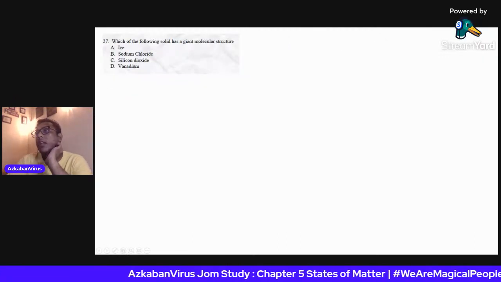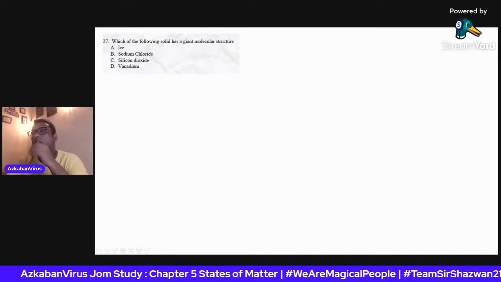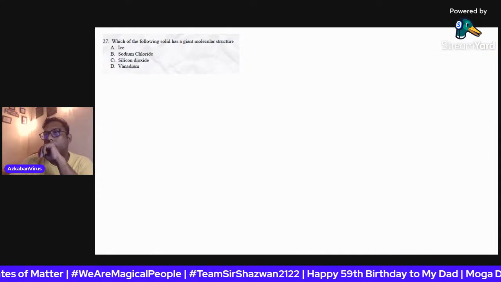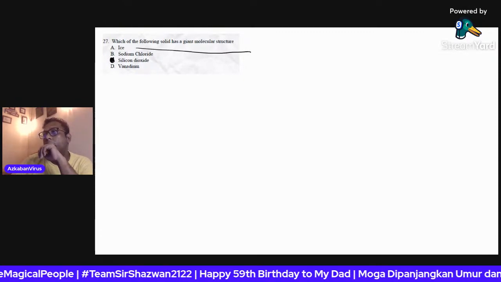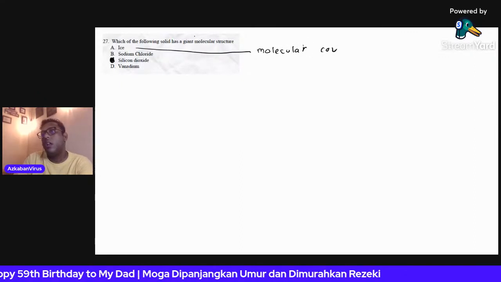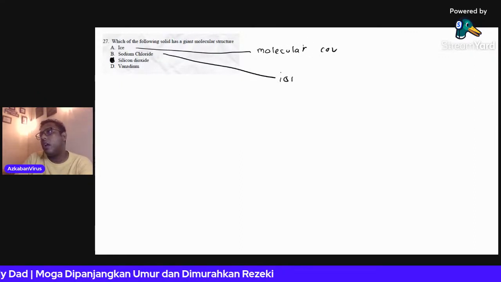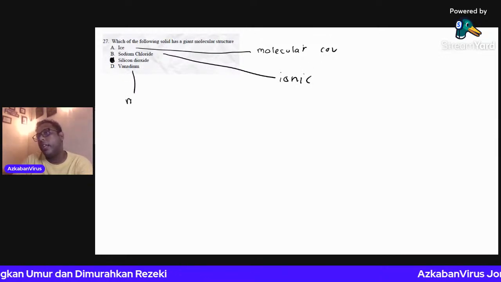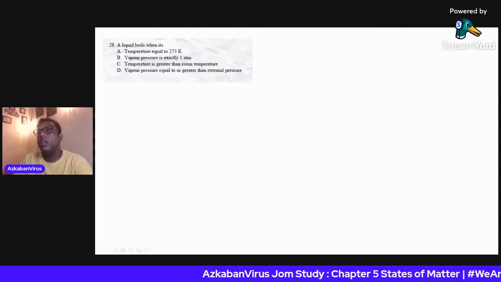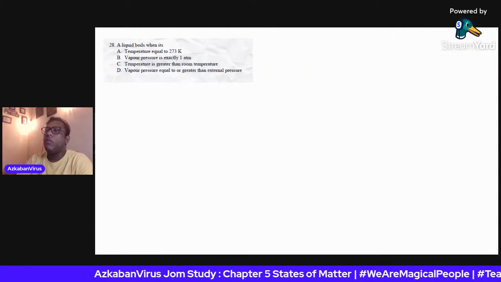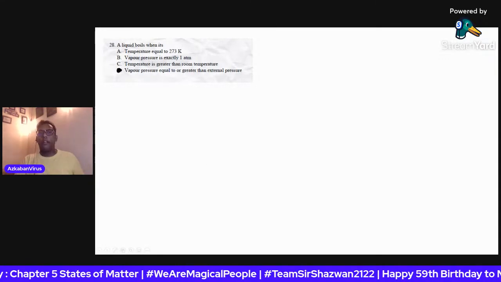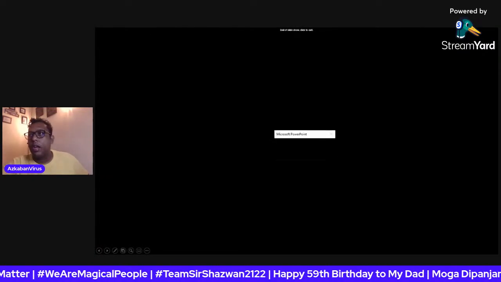7. Giant molecular structure, silicon dioxide. Okay, ice adalah molecular covalent. Sodium chloride adalah ionic. Vanadium adalah metallic. Untuk solid, a liquid boils when its vapor pressure is equal to or greater than external pressure. Habis sudah.